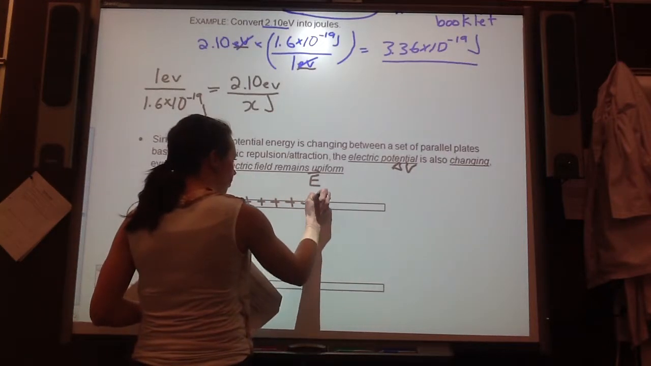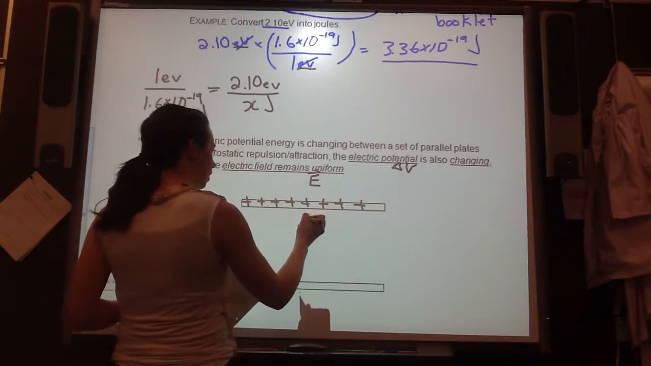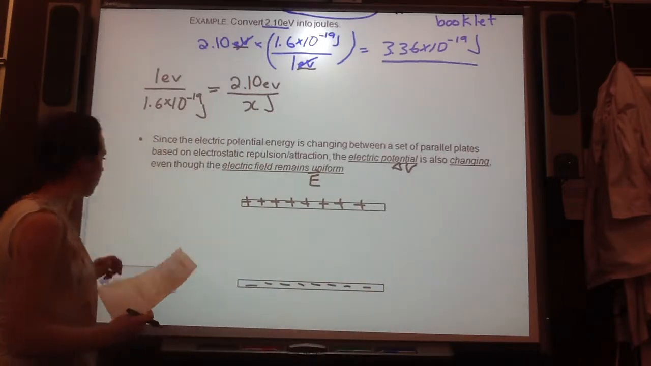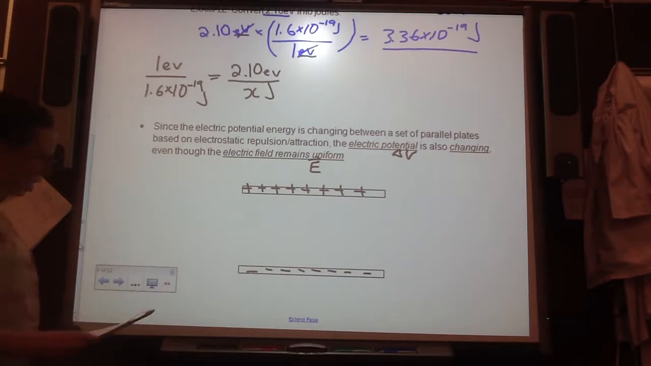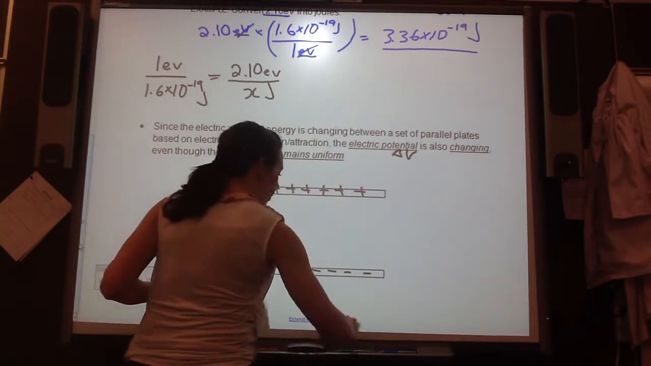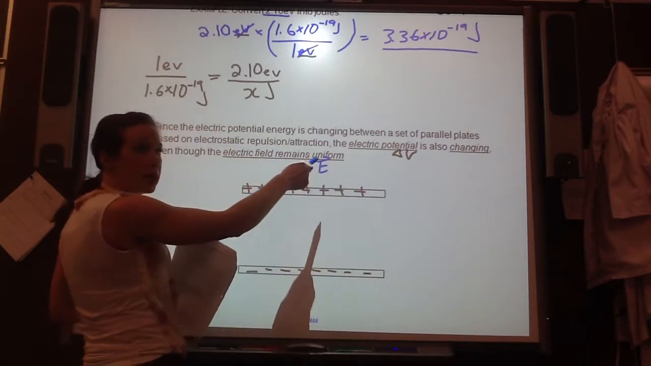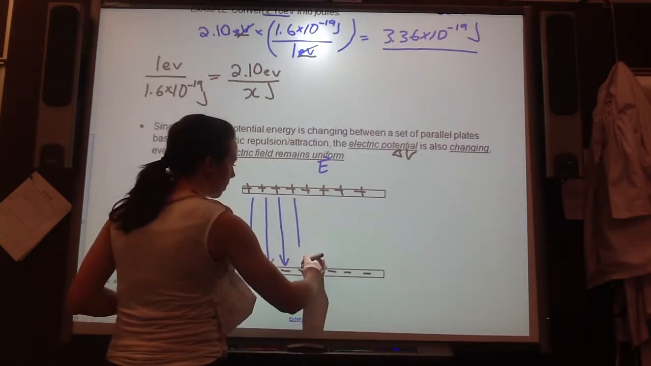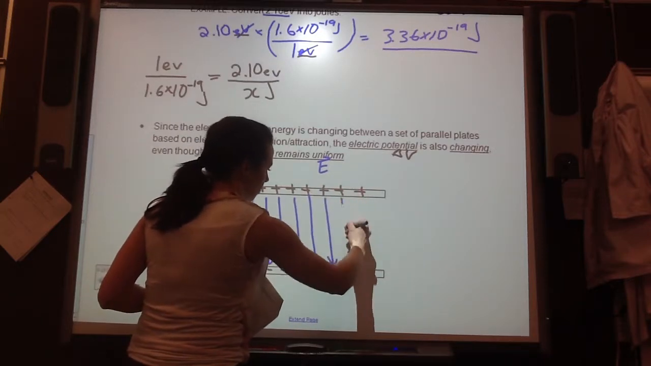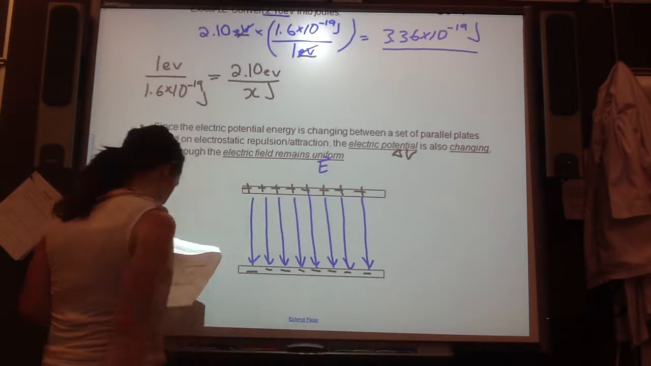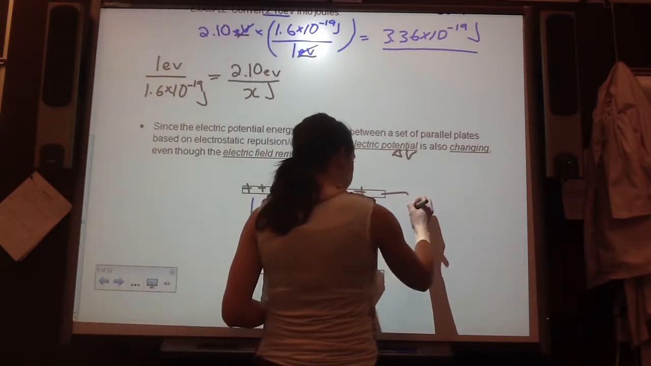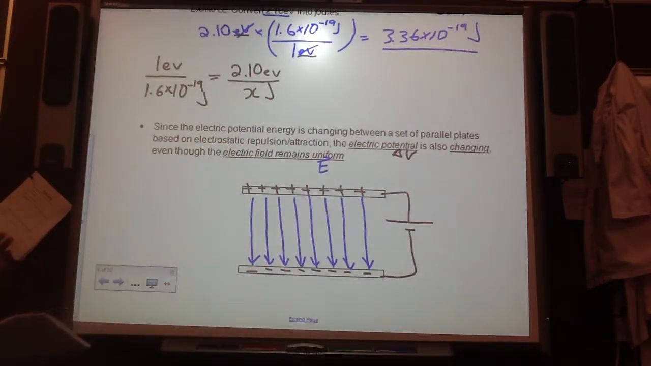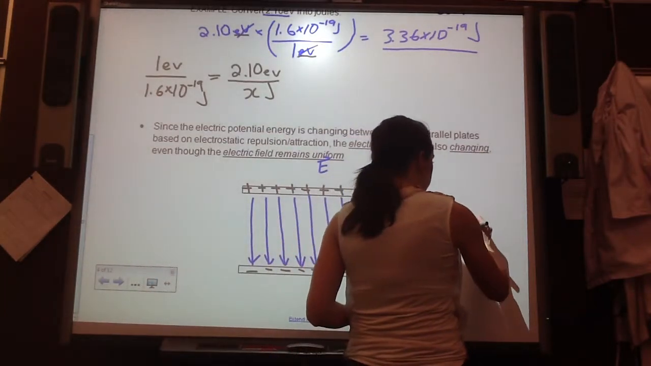if this plate is positive, and this plate is negative, I'm going to color code this. I'm going to draw my electric field, so that's going to the negative. It stays the same everywhere. It is uniform. Let's draw our battery in. Now, let's say I hook up a battery that is 100 volts.